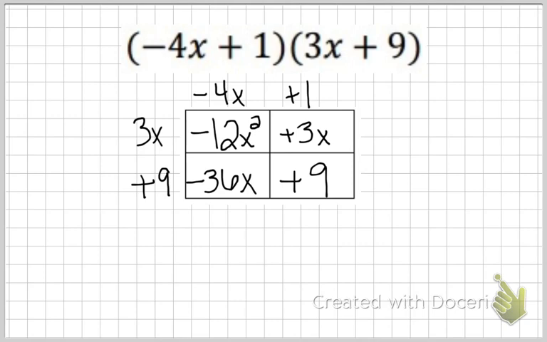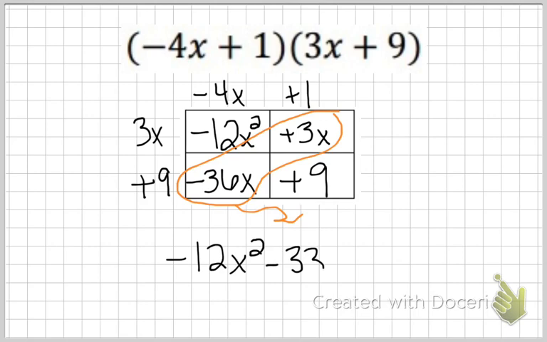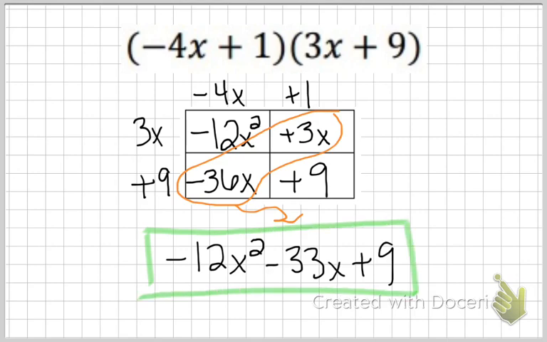Again, what's so nice about the box method is that these are the like terms. You can see it right away. You can type it into a calculator right away. So that gives us negative 12x squared. I combine these two, and I get a negative 33x with a plus 9. And then we have our simplified expression. Simple.